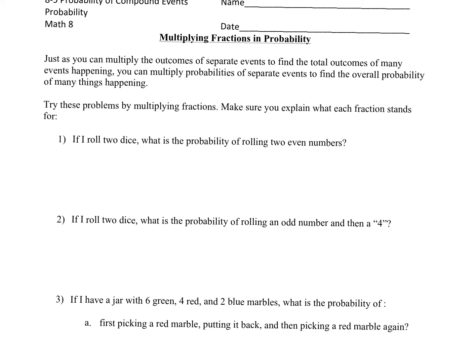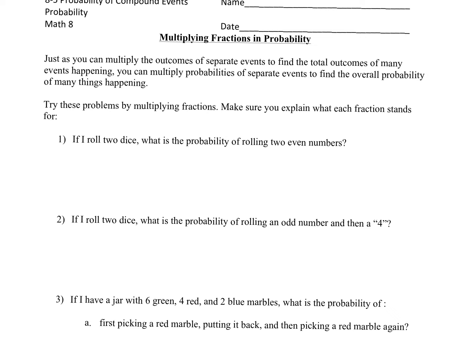Just as you can multiply the outcome of separate events to find the total outcome of many events happening, you can multiply probabilities of separate events to find the overall probability of many things happening. So let's try these problems by multiplying fractions. Make sure you explain what each fraction stands for.